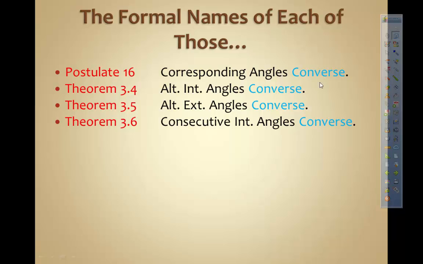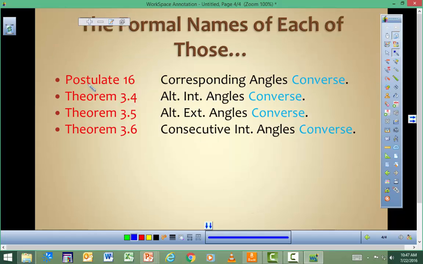Notice the first one is a postulate. That means we won't have to prove this one. And the one that we don't have to prove is the corresponding angles converse. Now, by the way, notice there's the word converse on all these. If you leave that word off, then I'm going to think that you're referring to the previous lesson, which was lesson 3.2.